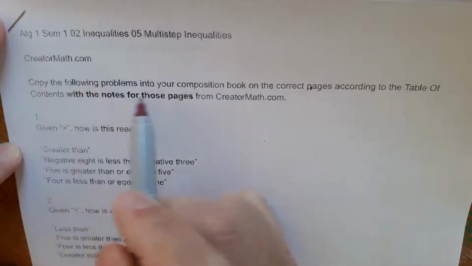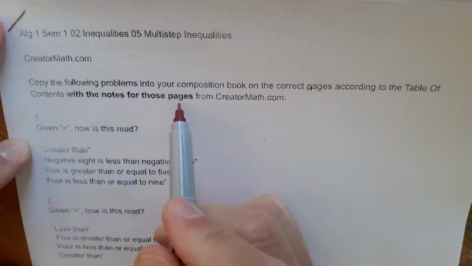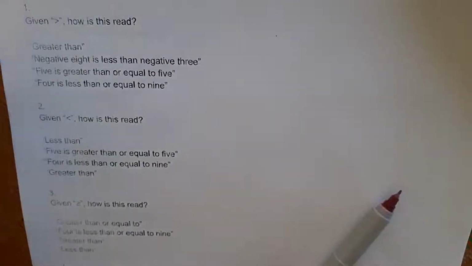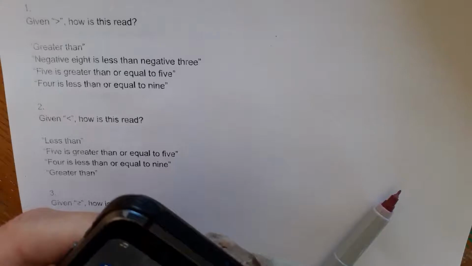The instructions are: copy the following problems into your composition book on the correct pages according to the table of contents, with the notes for those pages from creatormath.com. So before we get into the actual problem set, let me try to demonstrate how to find those notes. That can be difficult for some students.